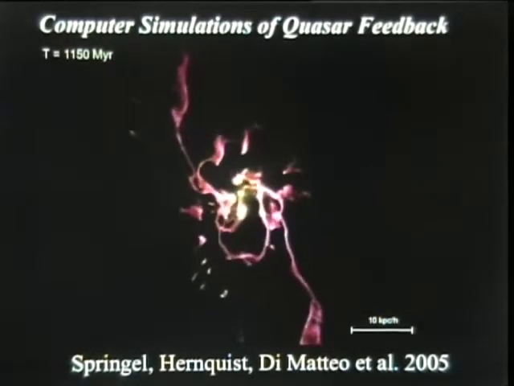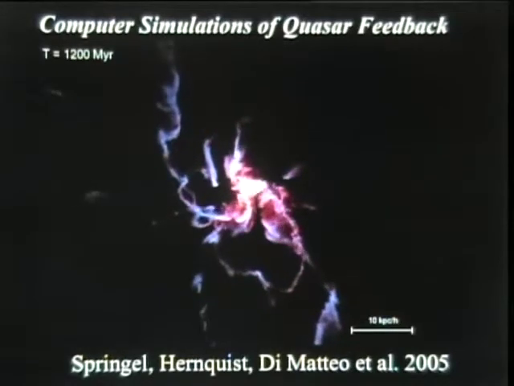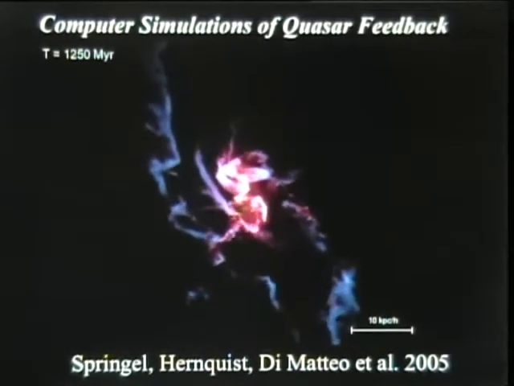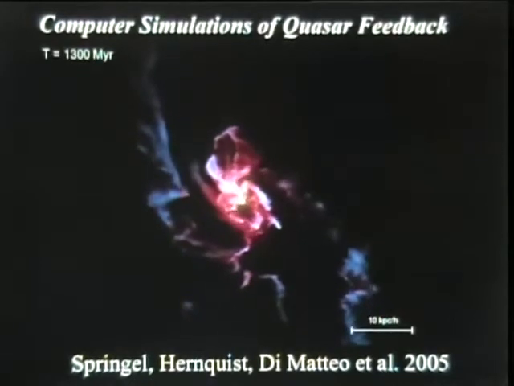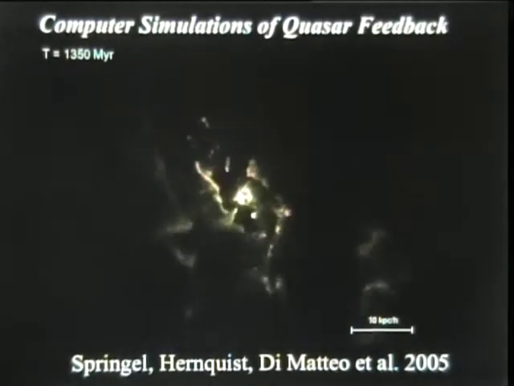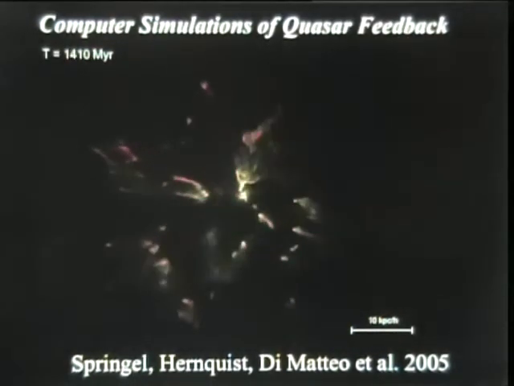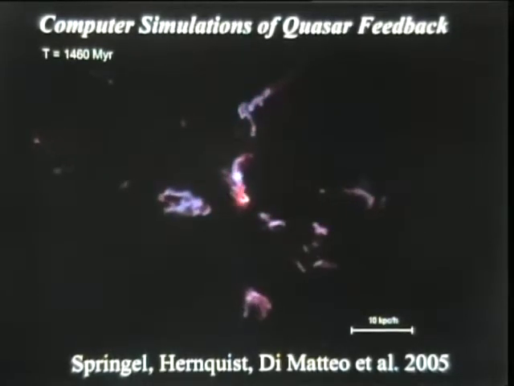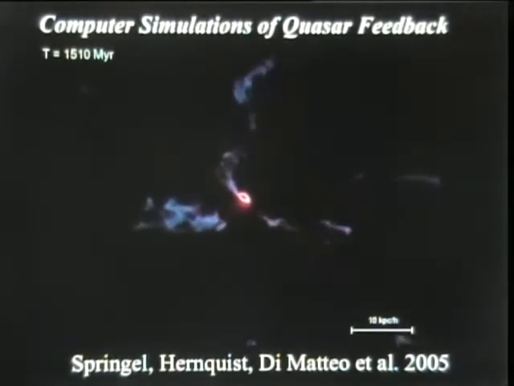And you end up with a merger product that is devoid of cold gas, even though the two galaxies that merged had a lot of cold gas. They were disk galaxies to start with. You end up with an elliptical galaxy that has only hot gas and not much cold gas in it. And of course, the quasar shuts off at that point.